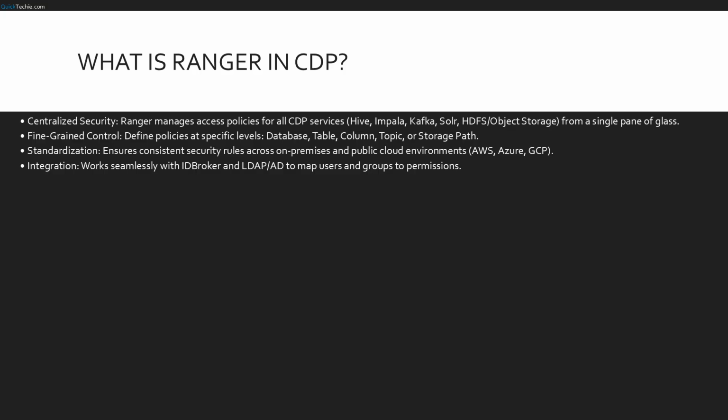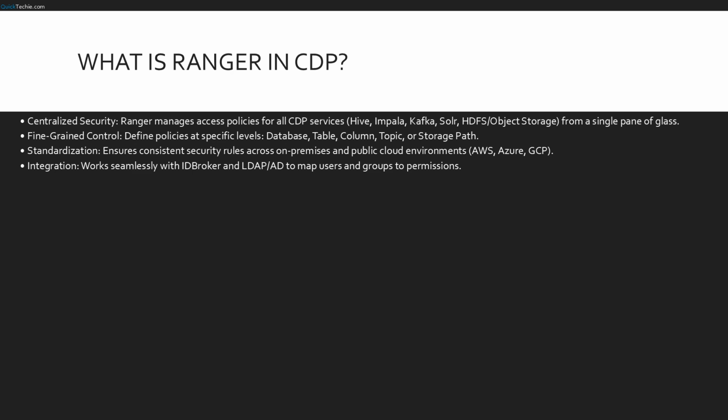It offers fine-grained control, allowing you to secure data down to the specific column in a table or a specific topic in a stream. This standardization is crucial for hybrid cloud deployments, ensuring your security posture remains consistent regardless of where the data lives. This diagram illustrates the centralized architecture.